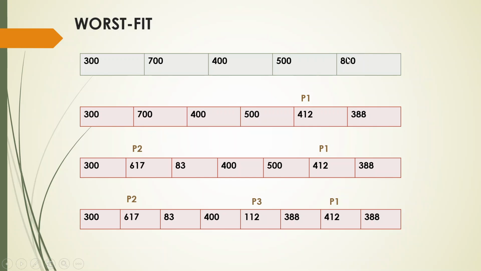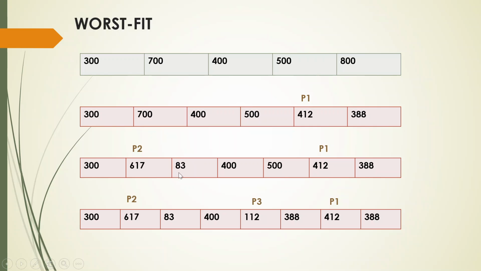So we'll place 412 at this 800 position. That is, we'll split 800 into two parts as 412 and 388. And we'll give the name P1. And then next we'll check P2, that is 617 kb. Where to place 617 kb? Next, the largest value among these is 700. So we'll split 700 into two parts as 617 and remaining value as 83.